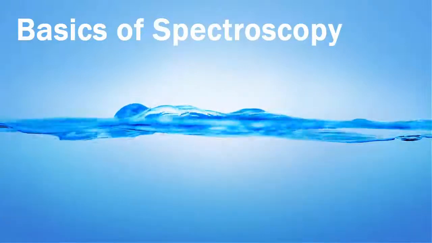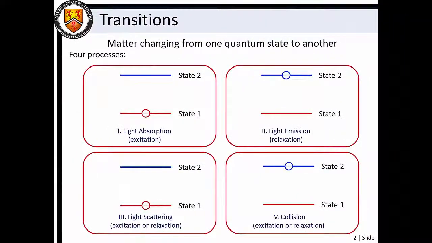Let's talk about transitions. Transitions occur when matter changes from one quantum state to another. This can occur via either of four processes: absorption, emission, or inelastic scattering of light, and inelastic scattering with matter. In spectroscopy, we're usually concerned with the first three processes, and these are discussed in more detail in the Masterclass series.